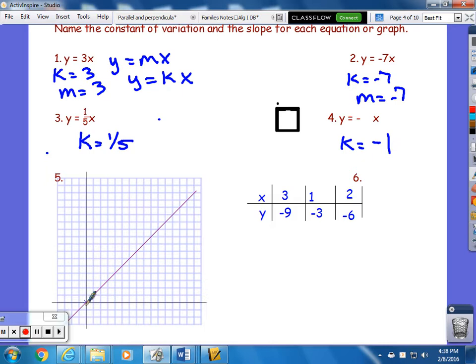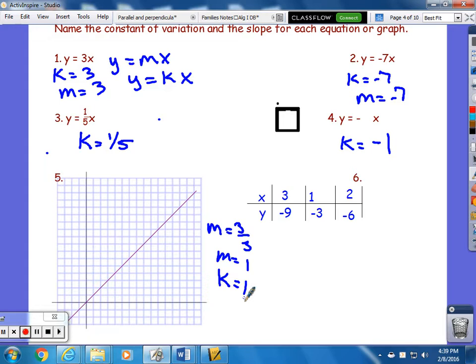If I look at this, I'm going to count my slope here. 1, 2, 3, 1, 2, 3. So my slope is 3 divided by 3. M is equal to 1. So k is equal to 1.